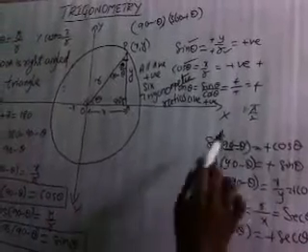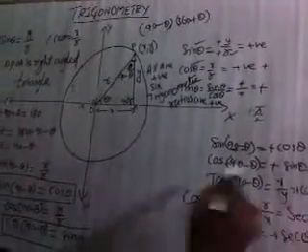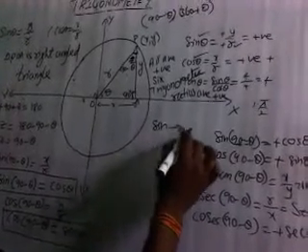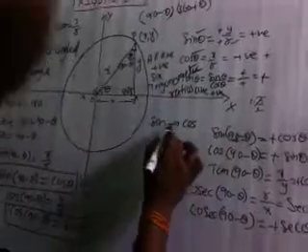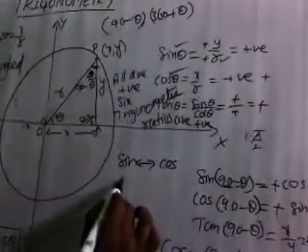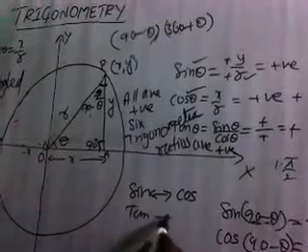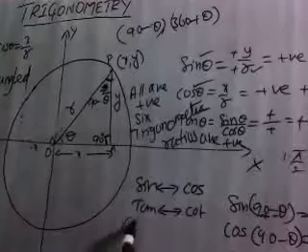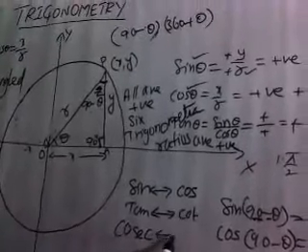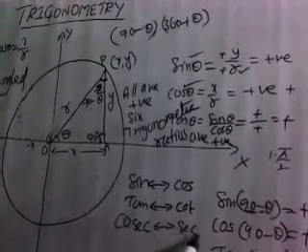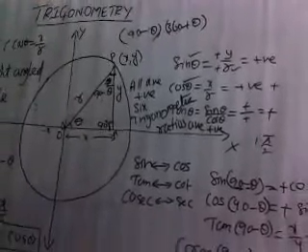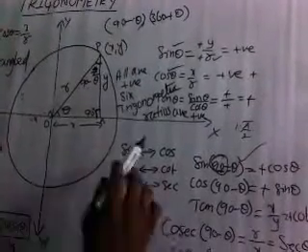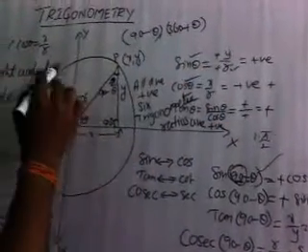Sine will become cos, cos will become sine. Tan will become cot, cot will become tan. Cosecant becomes secant, secant will become cosecant. So these changes will occur when you see an odd multiple of 90 degrees. So in the first quadrant all are positive. Now come to the second quadrant.